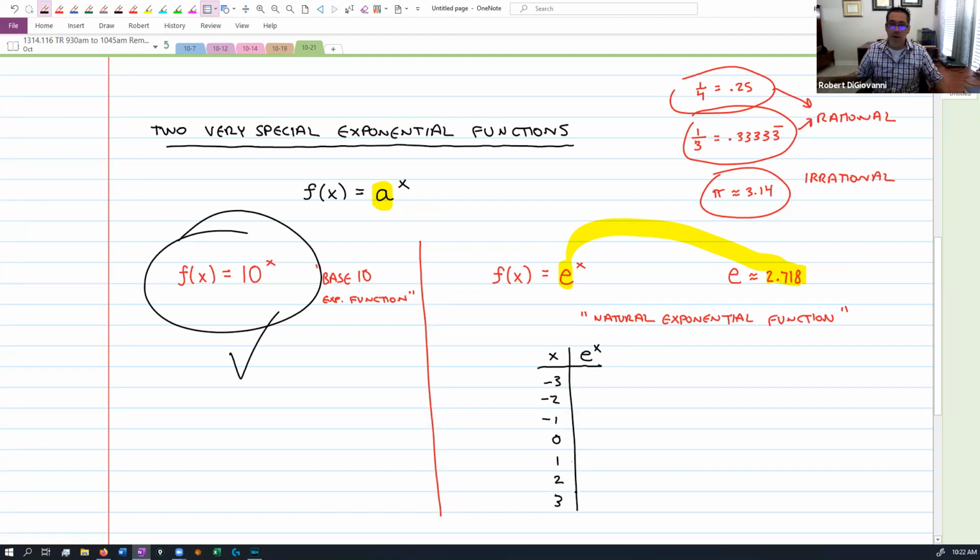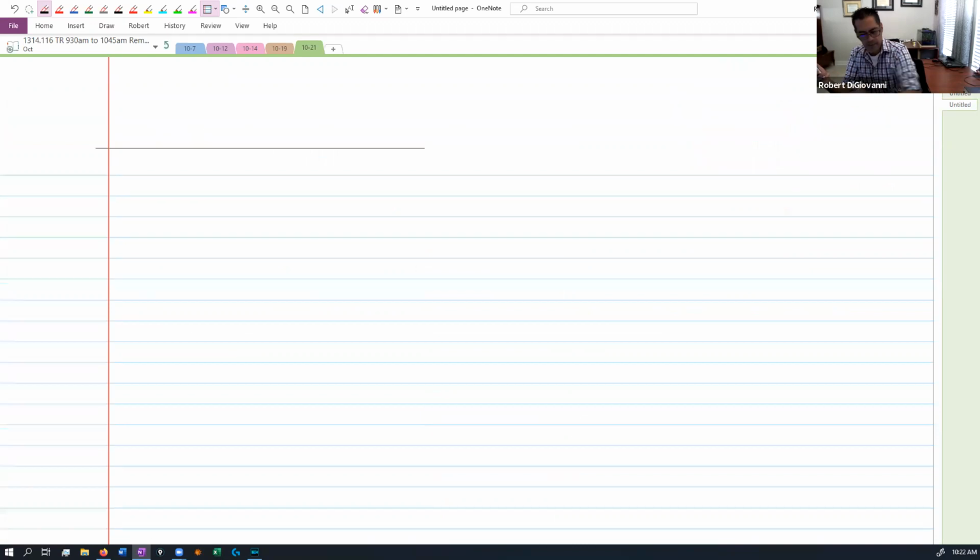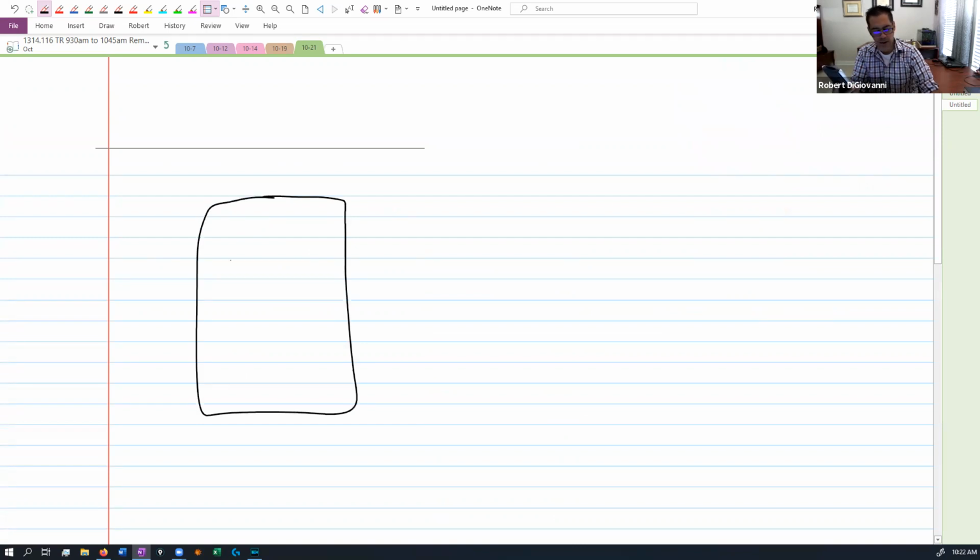So let's plug in some points. On this calculator, I'm again using the one you're supposed to have for this class. On your calculator, you'll see a key on the left side that says second. Below it, there's a key that says LOG, and then a key below that that says LN. That's not IN, it's an LN, but they write it like this.